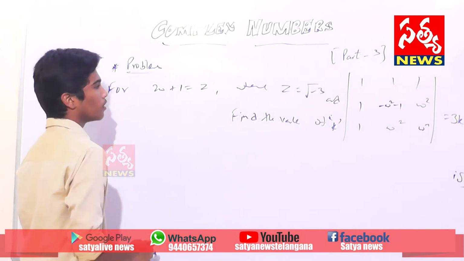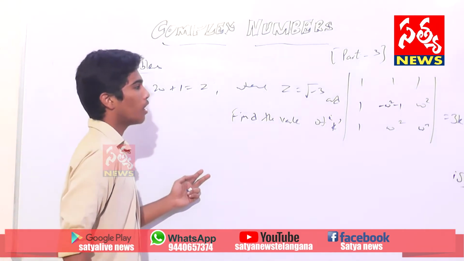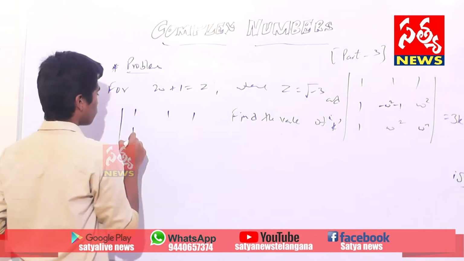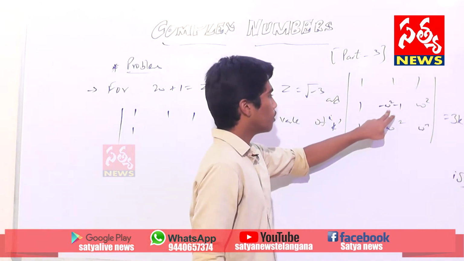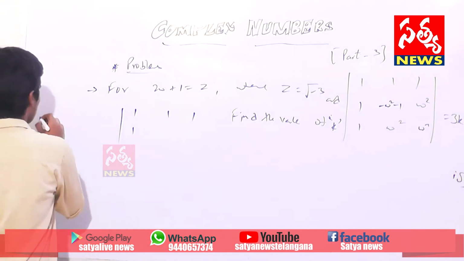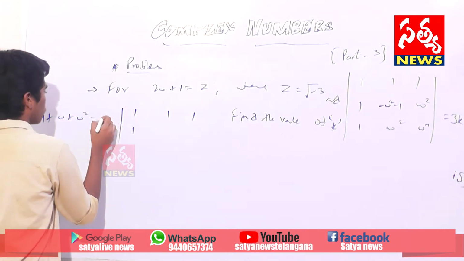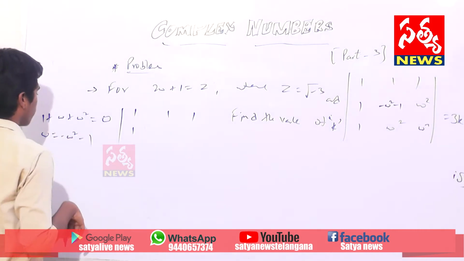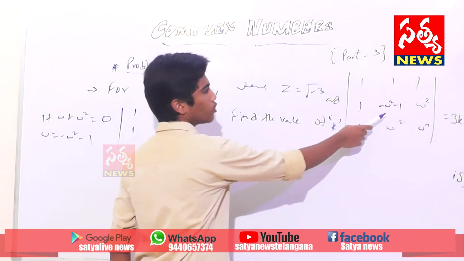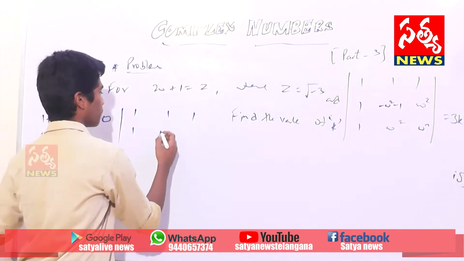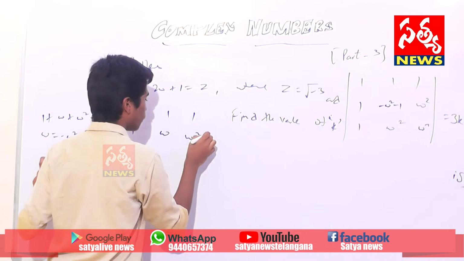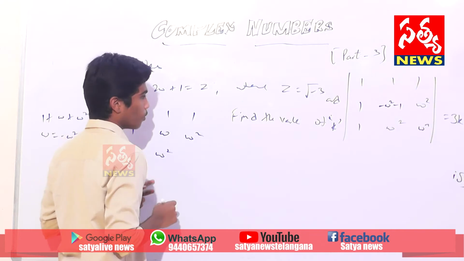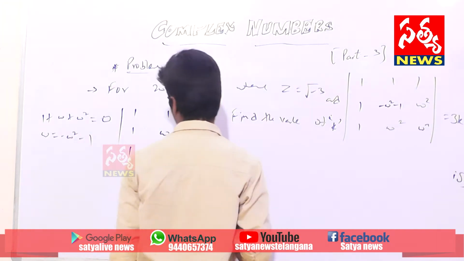So now, from the given values, I am going to solve the determinant first. 1, 1, 1, 1, and here minus ω² minus 1. You know the formula, 1 + ω + ω² equal to 0, and ω is equal to minus ω² minus 1. So in the place of minus ω² minus 1, I can write ω. Omega and there ω². And in the third row, 1, ω², ω^7.